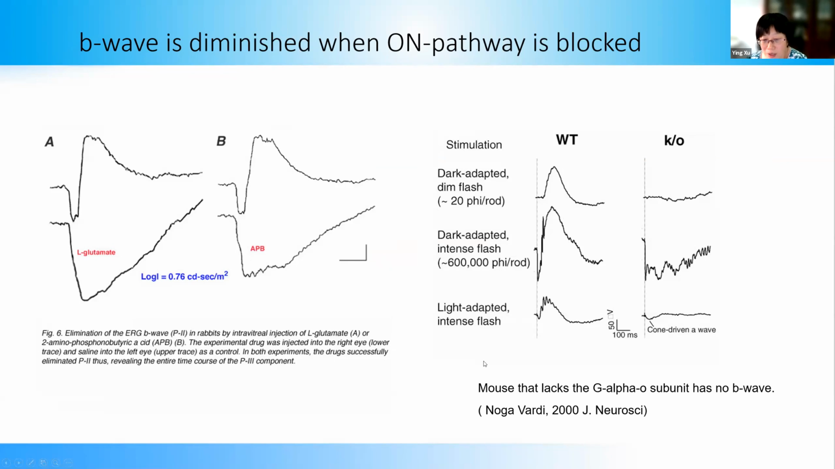Later, Noga Vardi from the University of Pennsylvania, where I used to work as a postdoc in her lab, has been working on the ON-signal pathway in the retina. She found that when the G-alpha-O subunit, which is specifically expressed in ON-bipolar cells, was knocked out, the mice wouldn't have any B wave at all. So all those data indicate that the B wave actually arises from the ON-bipolar cells.